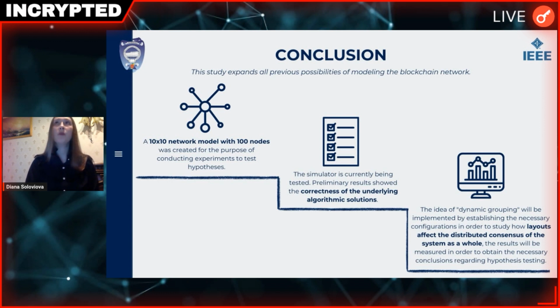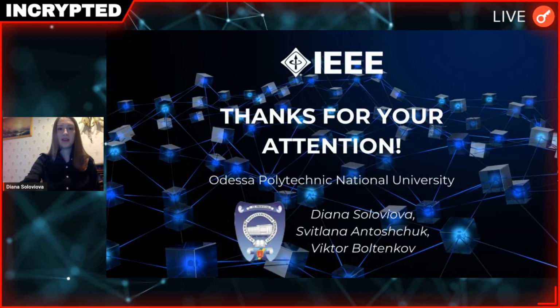The idea of dynamic grouping will be implemented by establishing the necessary configuration in order to study how it affects the distributed consensus of the system as a whole. The results will be measured in order to obtain the necessary conclusions regarding hypothesis testing. That's all. Thanks very much for your attention.